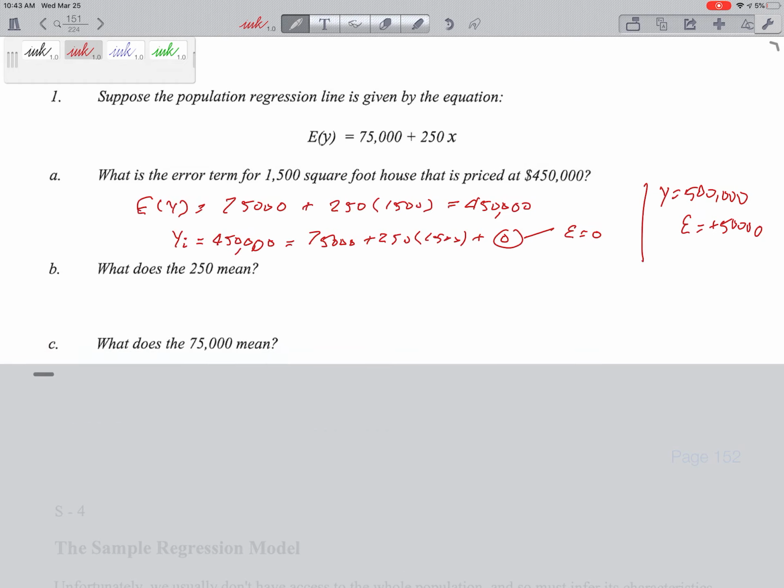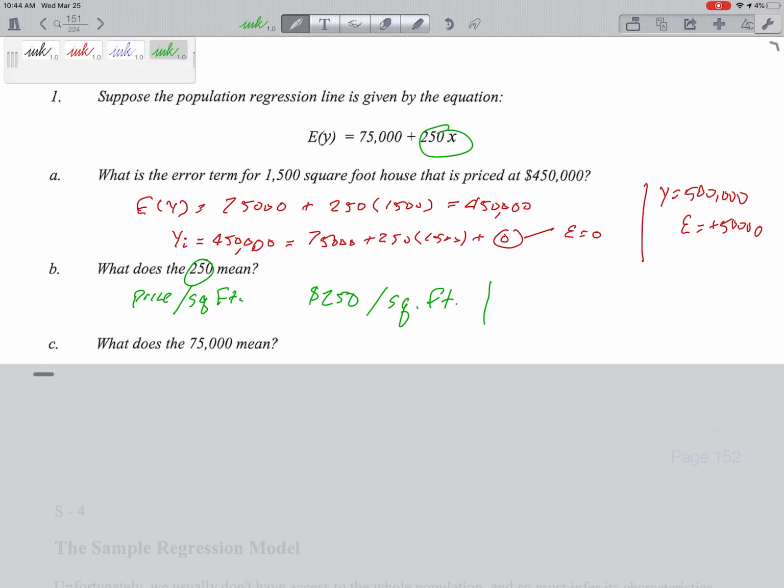All right, let's take a look at the interpretation of the regression line. What does the 250 mean? Well, it's the price per square foot. And so what that means is that every square foot you add to the size of the house will increase the price by $250. So $250 per square foot. When you are building a house, the builder will give you a quote for the price per square foot.